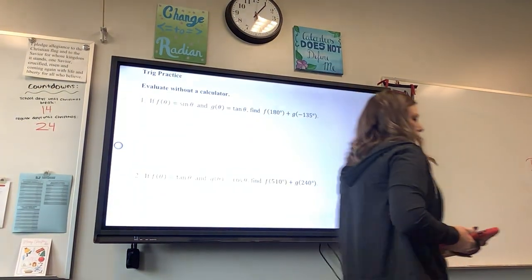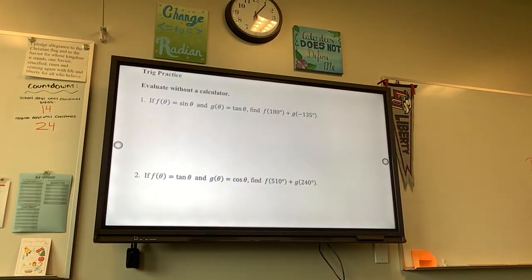Okay. Evaluating without a calculator. This is going to feel very similar to yesterday, but a couple of add-ons. We have functions. F at theta is given, G at theta is given, and then you're asked to find F at this, G at this. When it says F at 180, you are looking at the F function, and what are you doing with the 180?